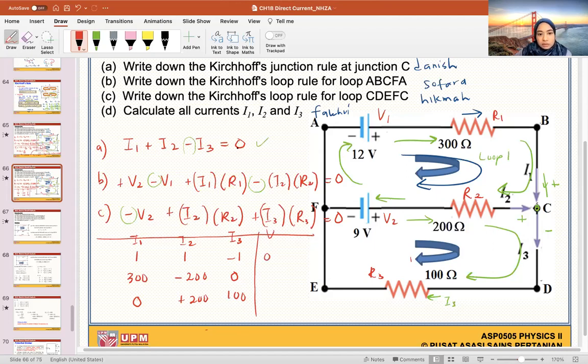The first equation, there's no V, it's a 0. The second equation, my V's are minus V2 plus V1. So V2 is minus 9 plus 12, which is positive 3. Okay, betul. And then the third equation, I have minus V2 over here. If I bring it to the other side, it's going to be a positive V2, so it's a positive 9.